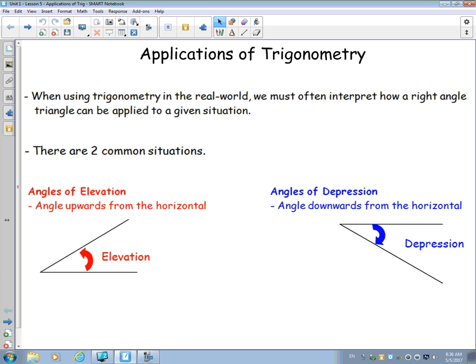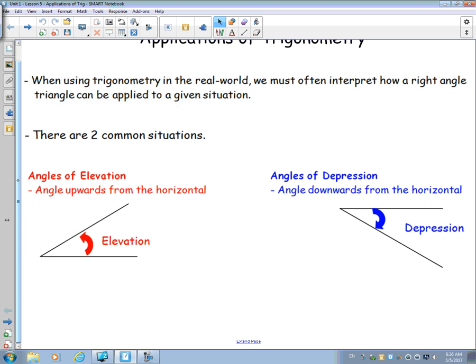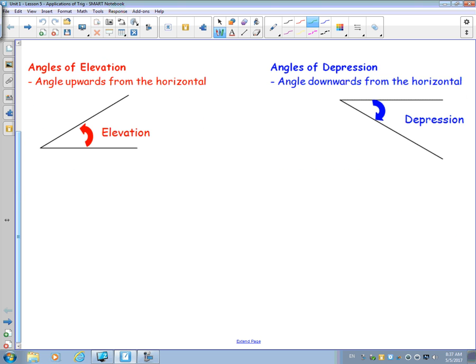You can use this all the time in the real world, in particular for measuring things that are otherwise inaccessible. How tall something is. If I know the angle, I know how far away from something, I can figure out how tall it is. There are two common situations that we're going to come across. They both involve angles. And the words are what's the important part here.